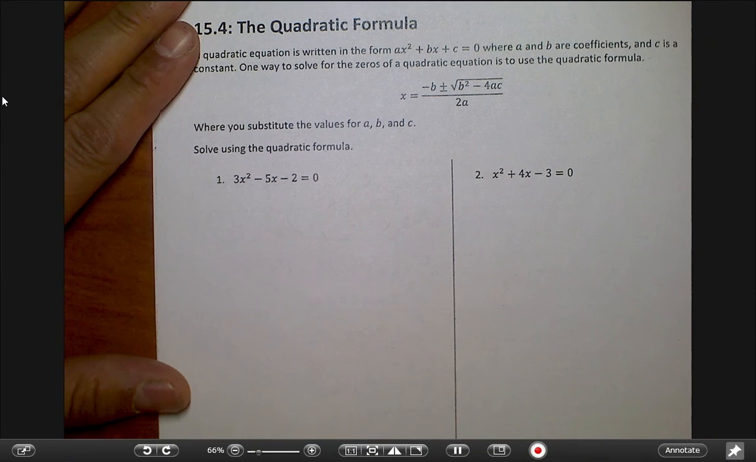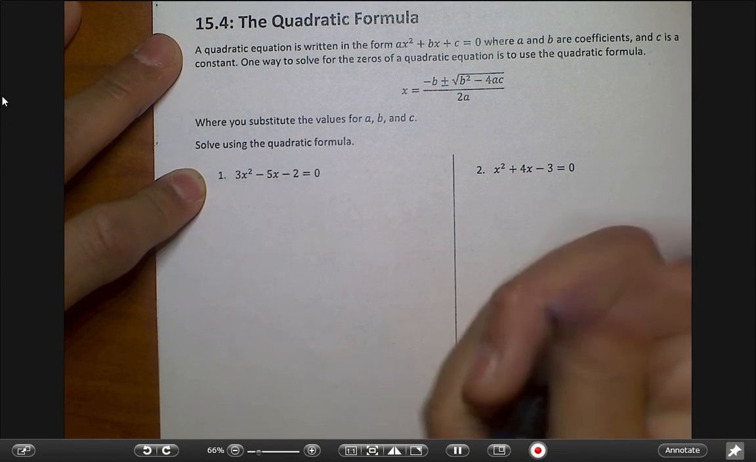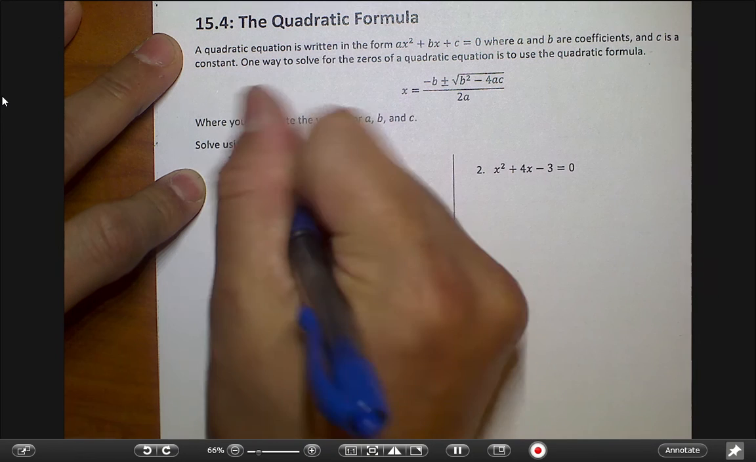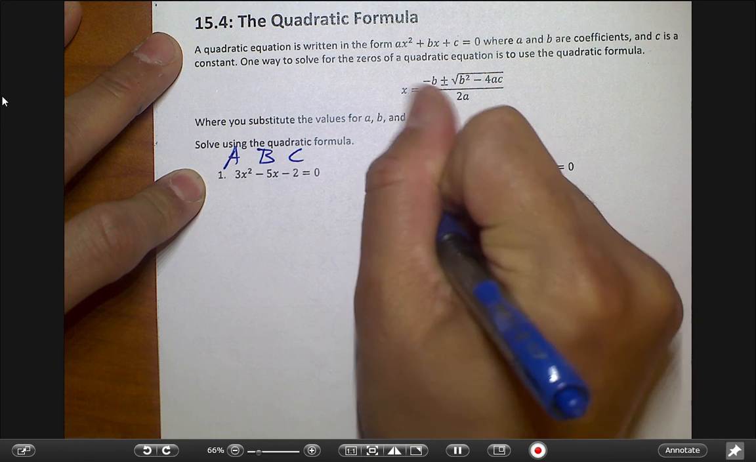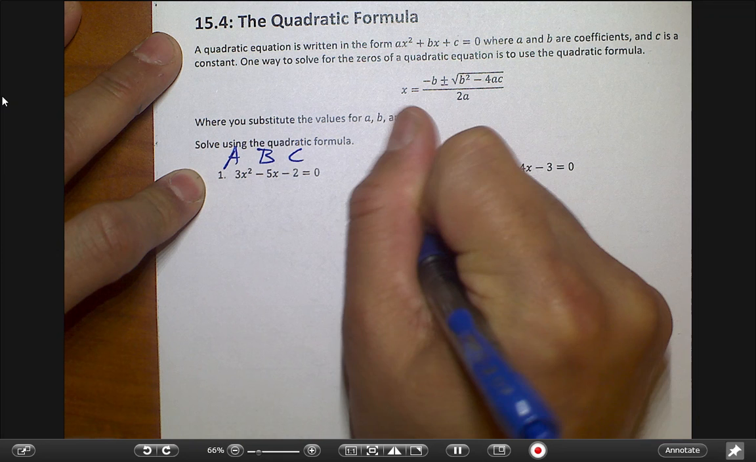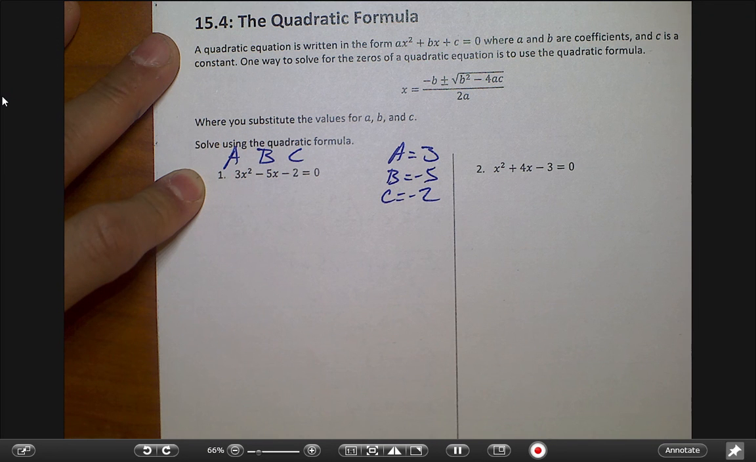So we're going to do this problem right here, and I'm going to start this by labeling my A, B, and C. So A is 3, B is negative 5, C is negative 2. When I'm plugging these in, I need to plug them in using parentheses. Otherwise, it's going to mess up your negatives.